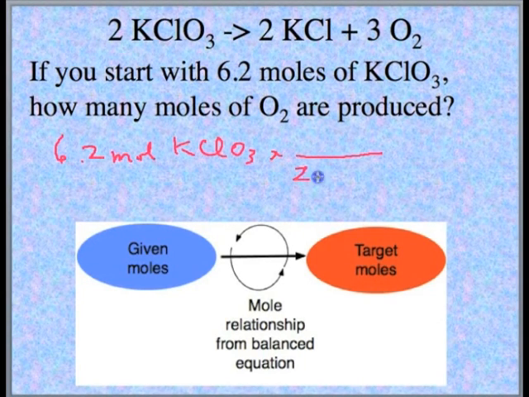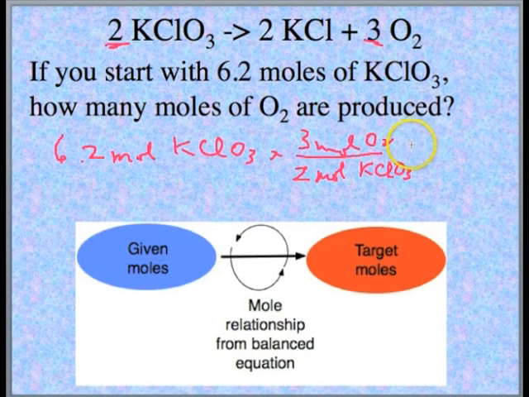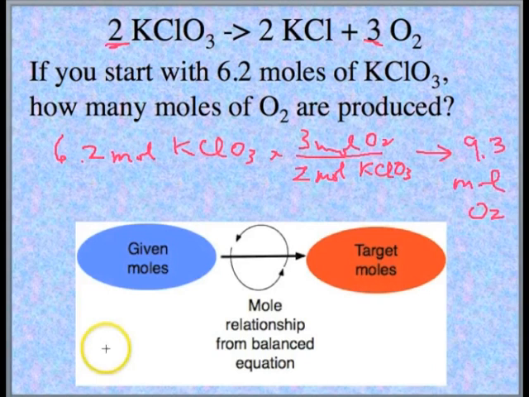So we put 2 mole of KClO3. This from the balanced equation forms 3 mole of O2, again from the balanced equation. So when we multiply that out, we get 9.3 moles of O2.